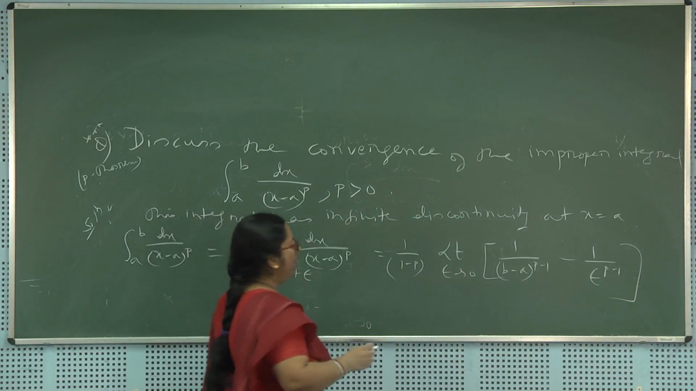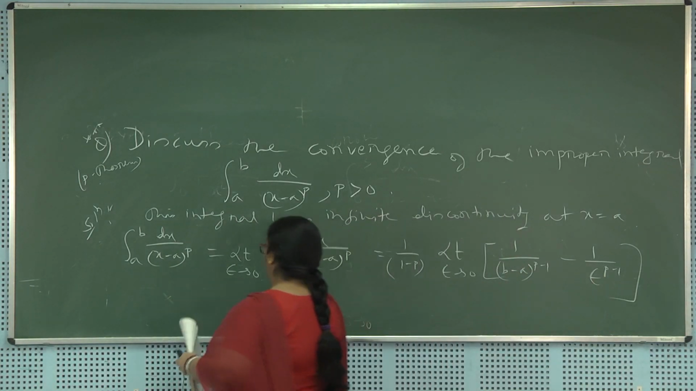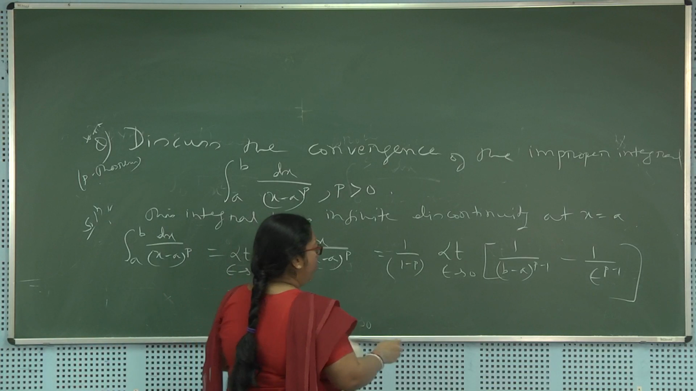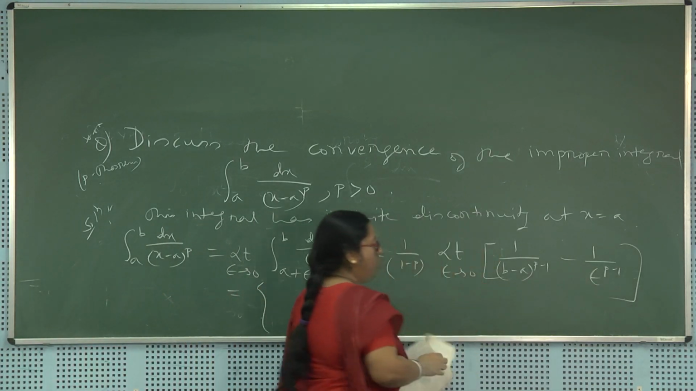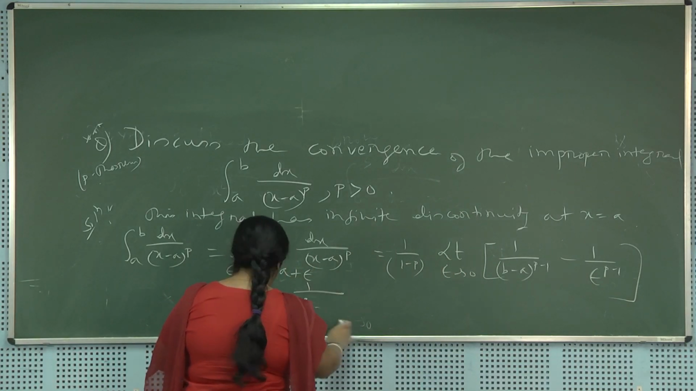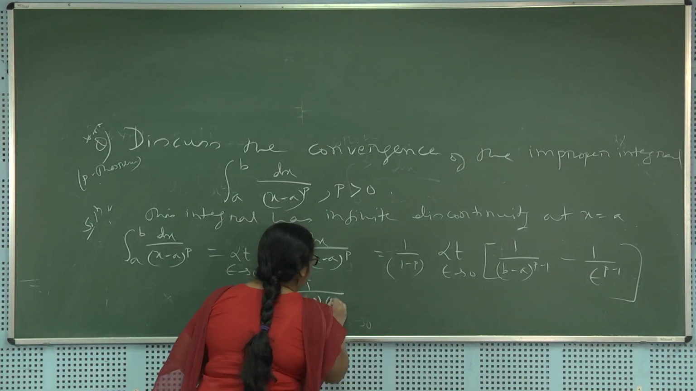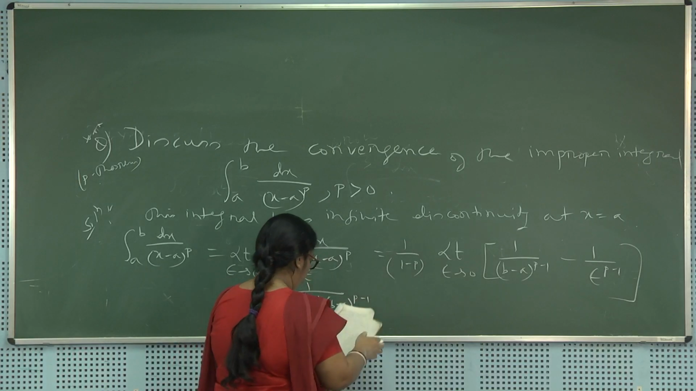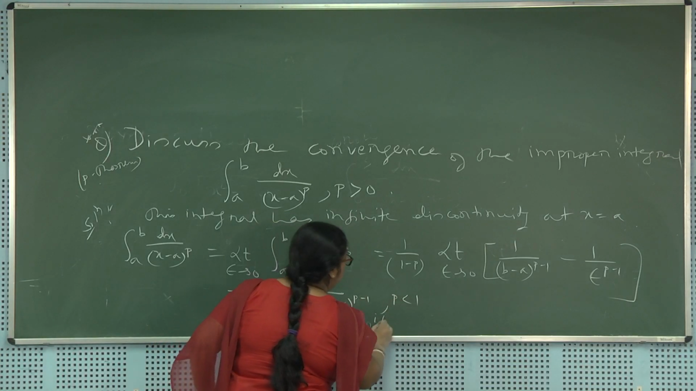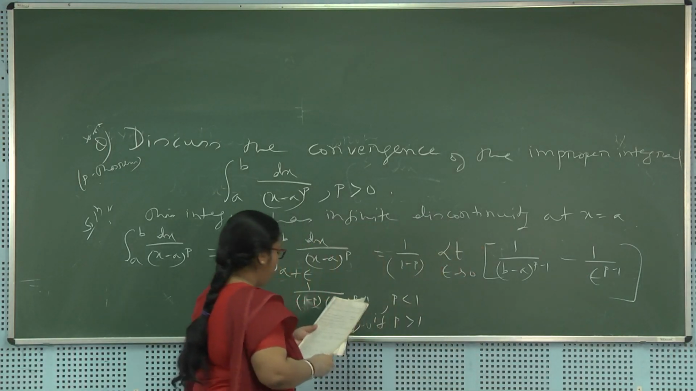So, here again values of p will come. If p is less than 1, what will happen? If p is greater than 1, what will happen? It turns out that if p is less than 1, it will have a finite value, because p is less than 1, say half or something. So, this will become 1 upon 1 minus p times (b minus a) to the power 1 minus p if p is less than 1, and infinity if p is greater than 1, if we put in the limit.